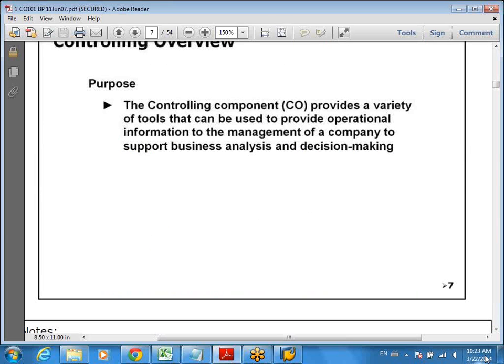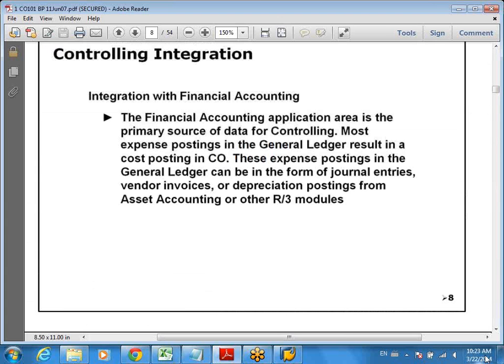Hey, do I need to close this particular plant? Do I need to stop producing this particular product line? Do I need to stop opening a new branch in another country? So all those choices are based on data that you get from CO. And financial accounting is the primary source of data for CO.